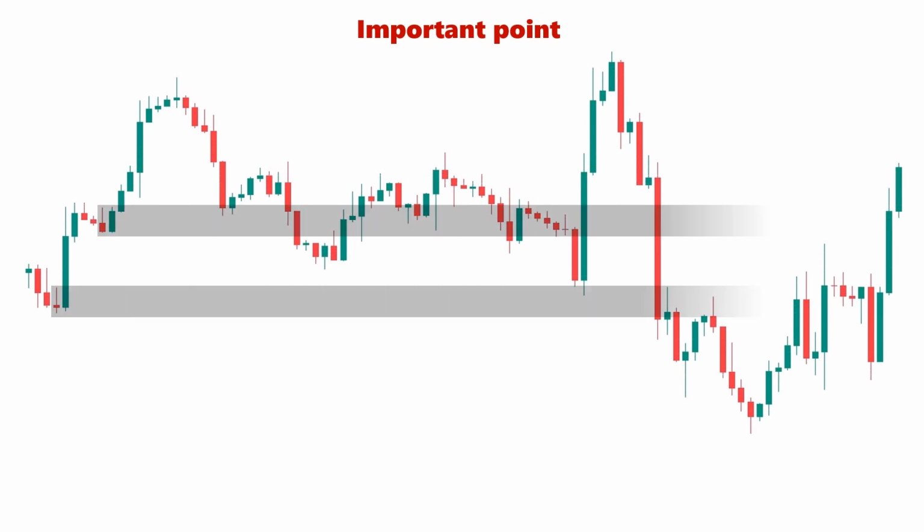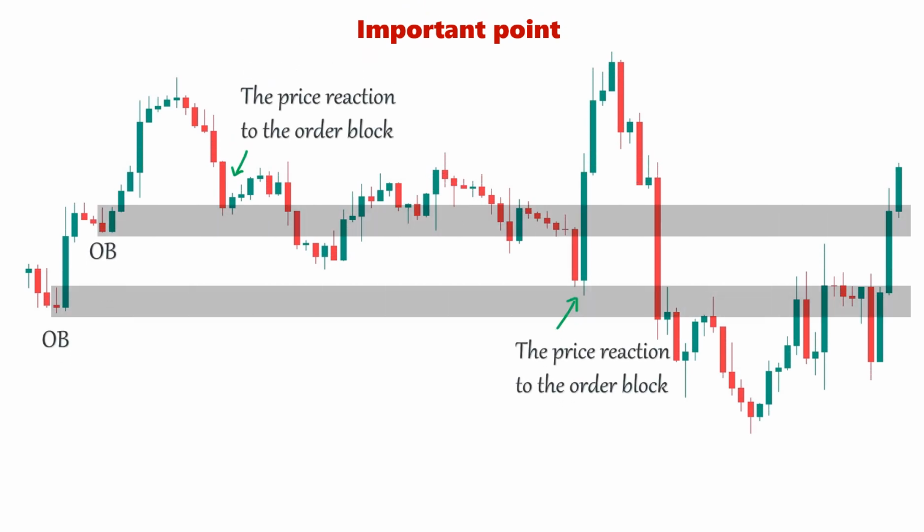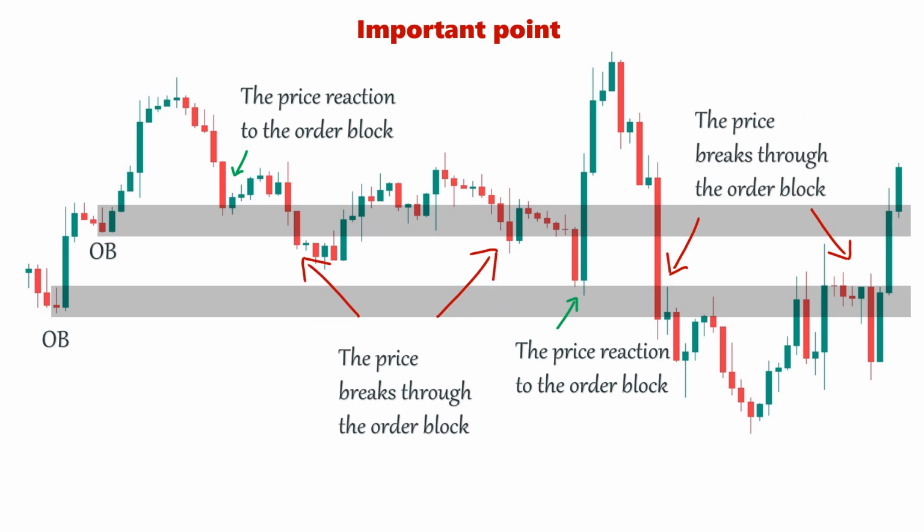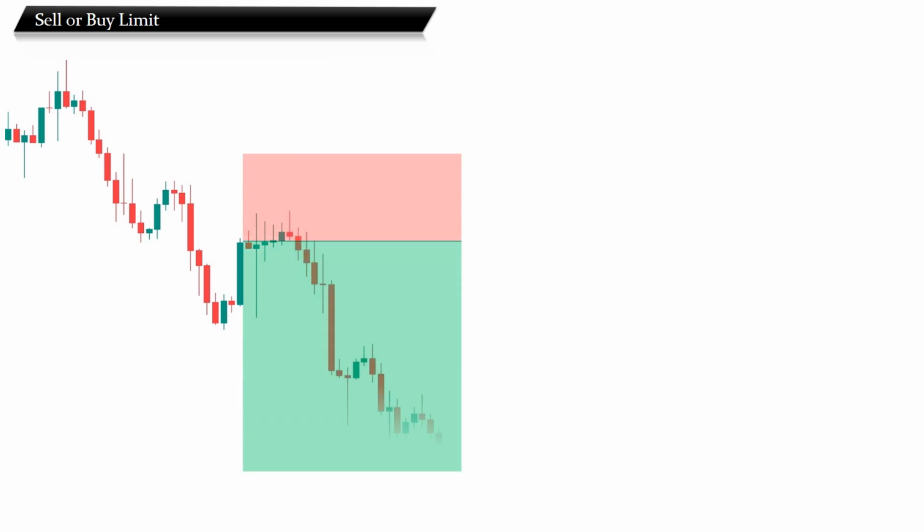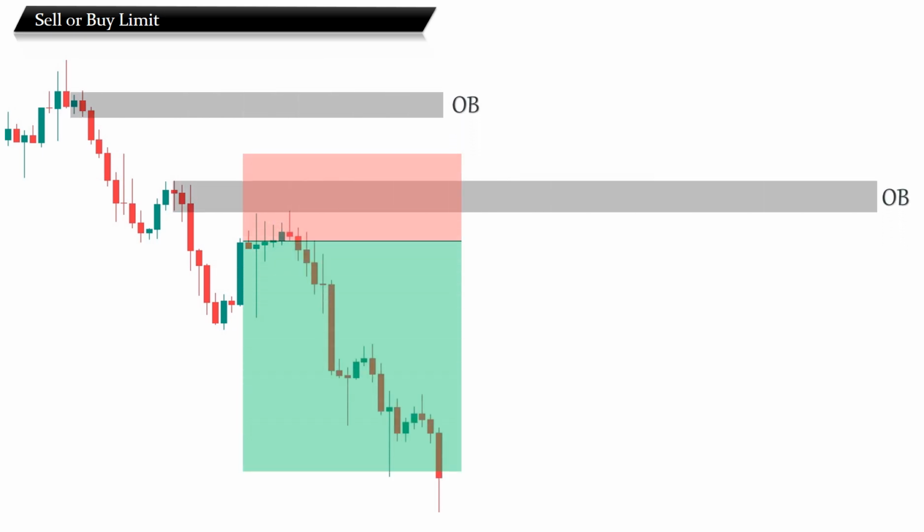A very important point. Whenever an order block faces a break, we no longer consider that order block in our trades. This means that order blocks are one-time use. In trading with the smart money techniques, if we intend to set a sell or buy limit order, order blocks are suitable areas for this purpose.